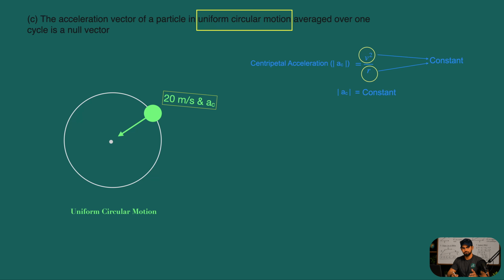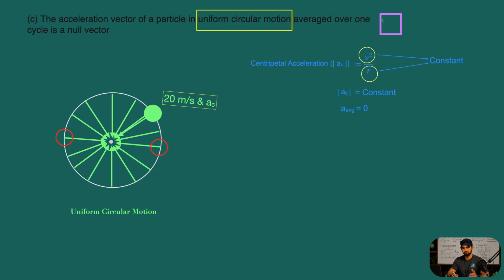Now, observe the acceleration vectors at different points on the circular path. At every point on the path, there is a diametrically opposite point where the acceleration vector is equal in magnitude but opposite in direction. Vectors in opposite directions cancel each other. As a result, when we add all the acceleration vectors over one complete revolution, their vector sum becomes 0. Therefore, the average acceleration vector over one complete cycle is a null vector. Hence, statement C is true.